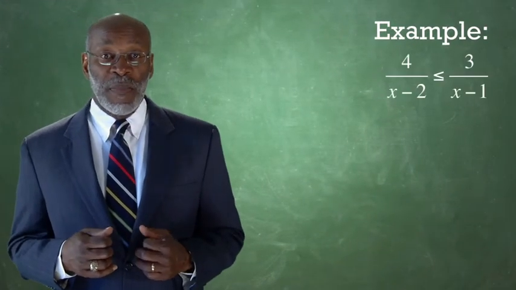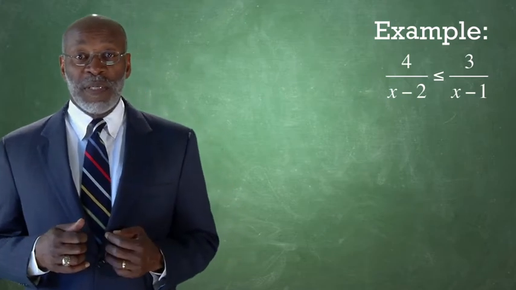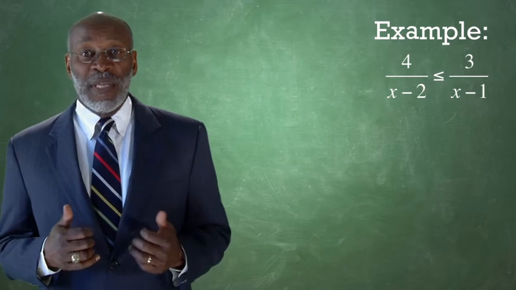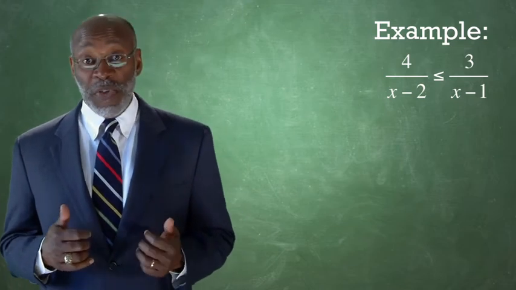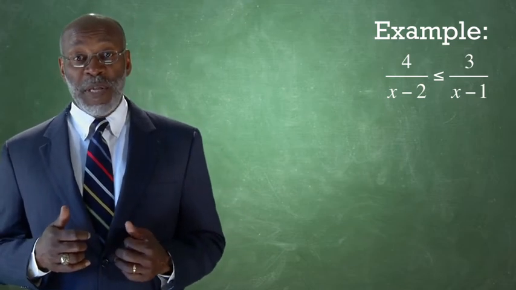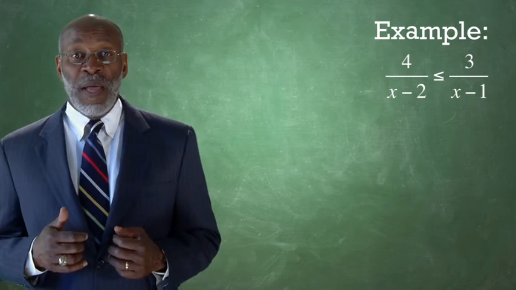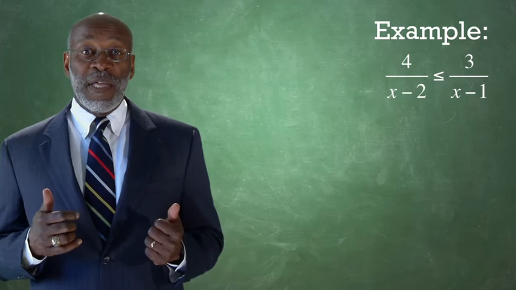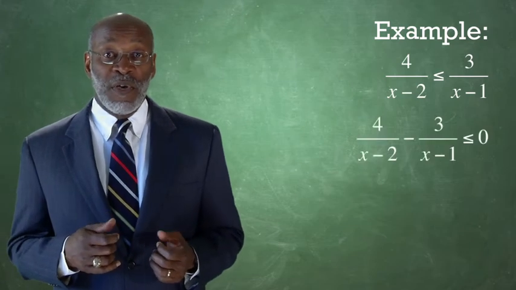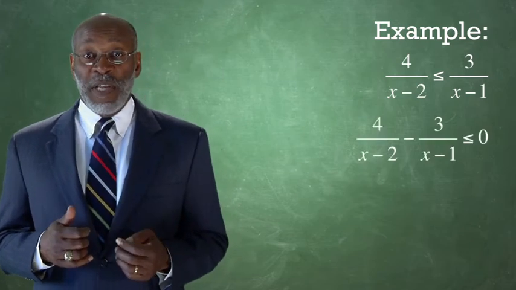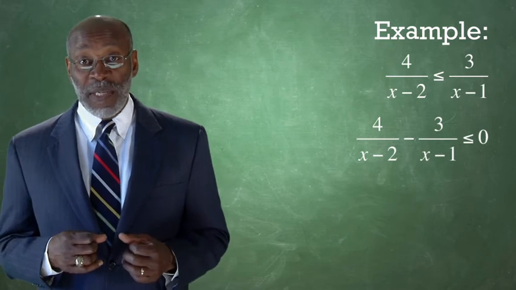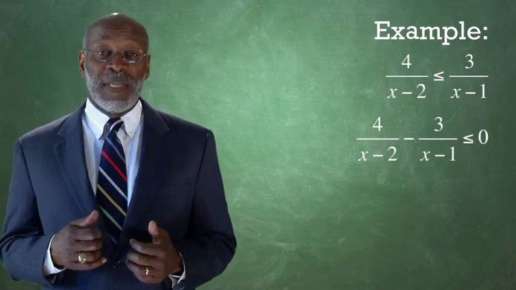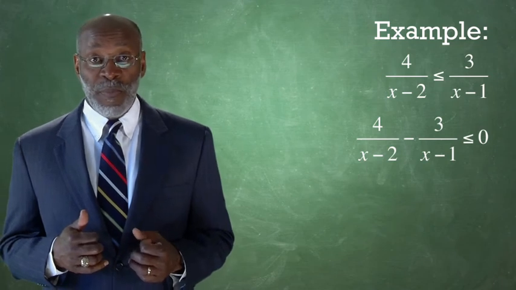Example. Solve the rational inequality 4 divided by x minus 2 is less than or equal to 3 divided by x minus 1. Step 1. Rewrite the inequality as follows. 4 divided by x minus 2 minus 3 divided by x minus 1 is less than or equal to 0.